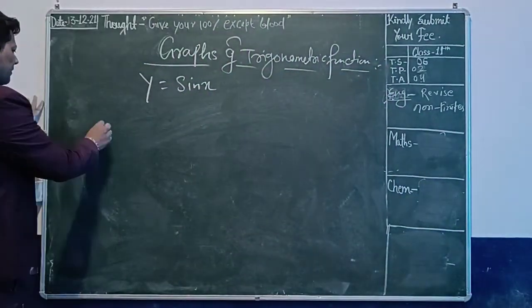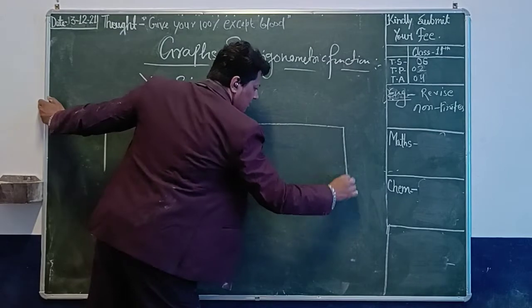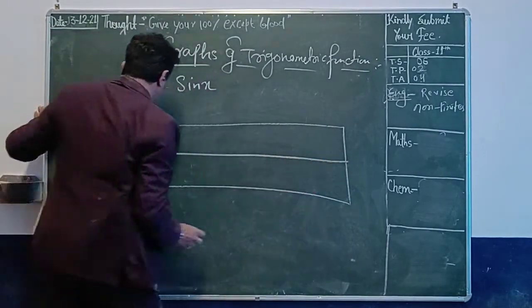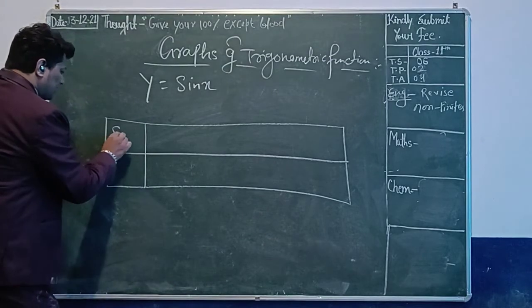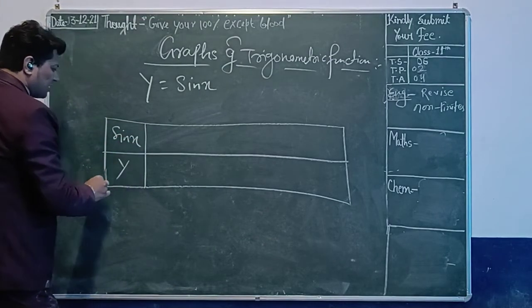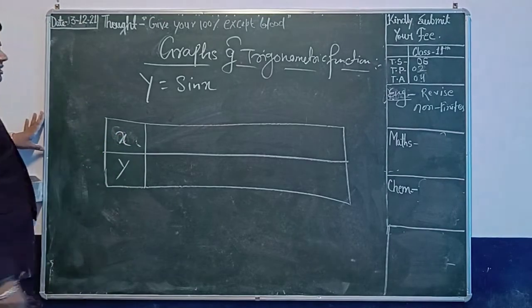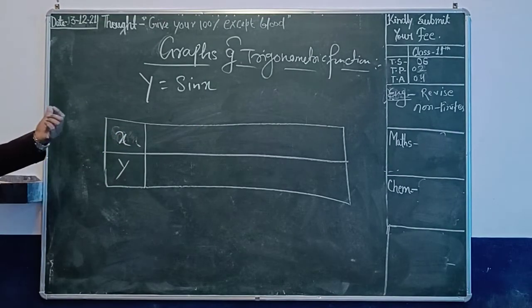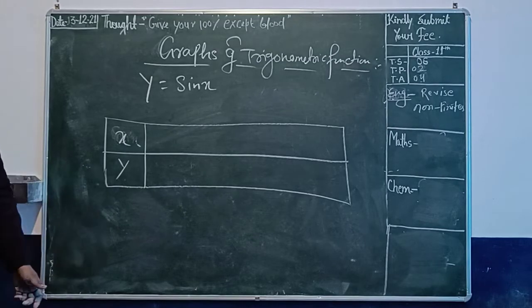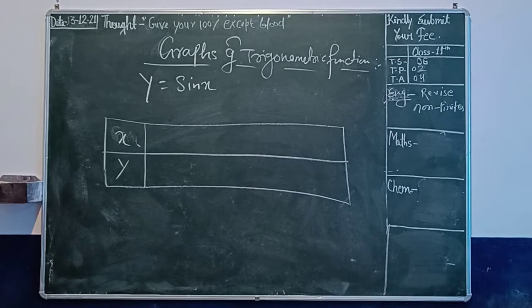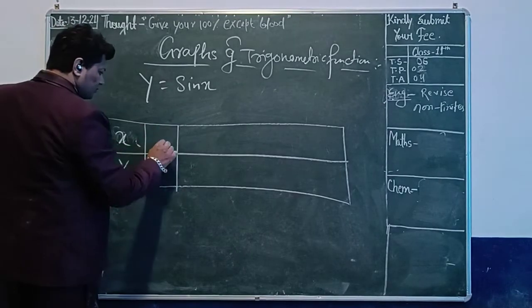If you make a table, you can take x and you can take y. Here you take x and here you take y, and here y is equal to sin x. Is it clear? You can go for 0.